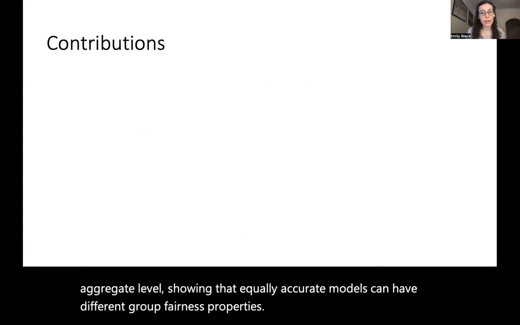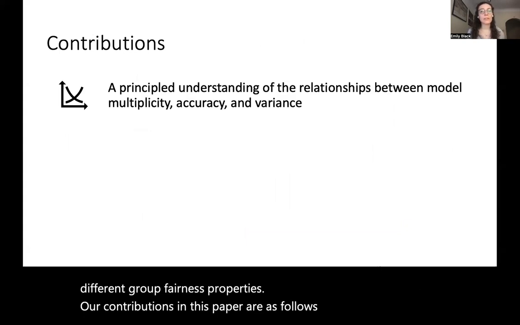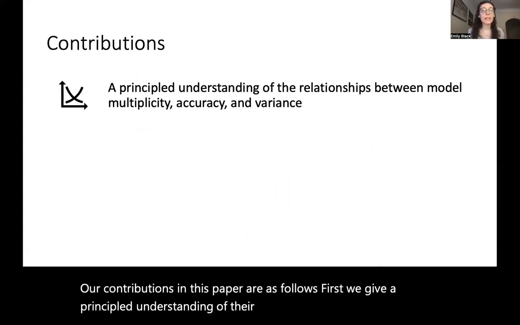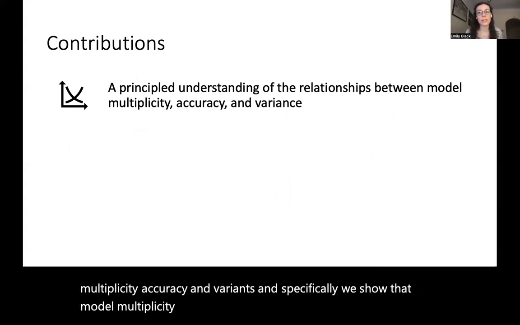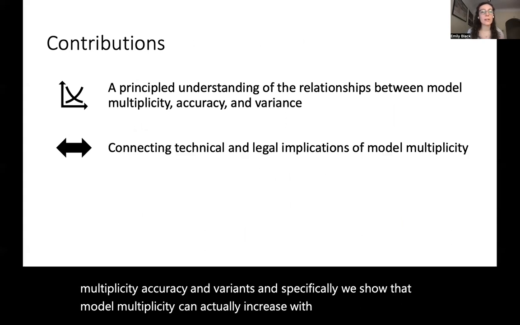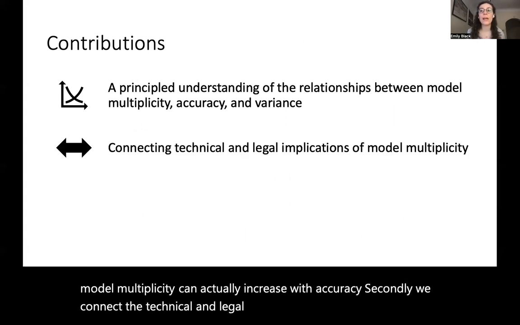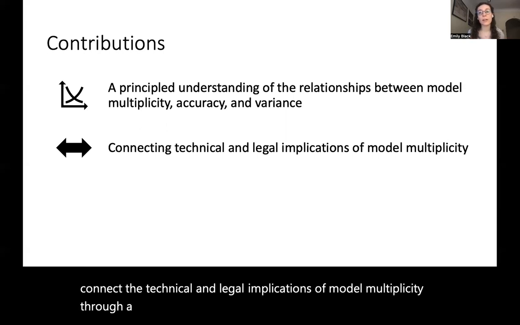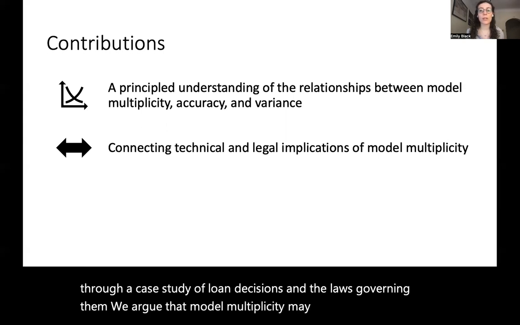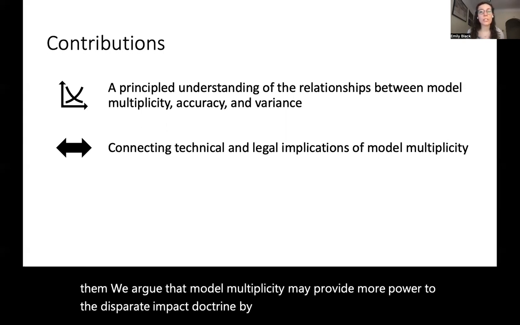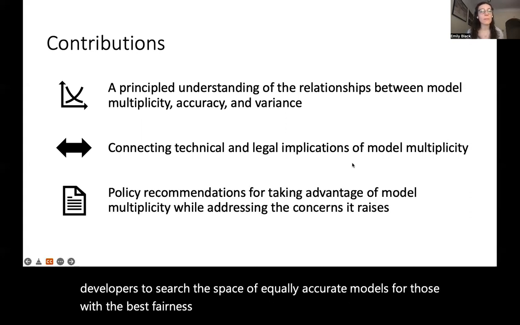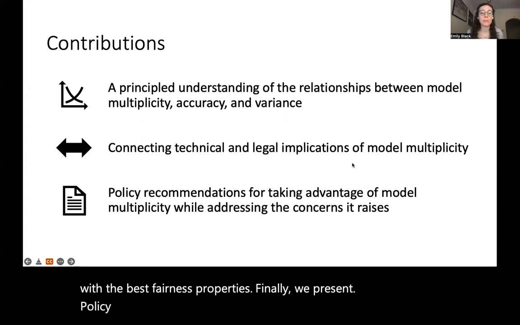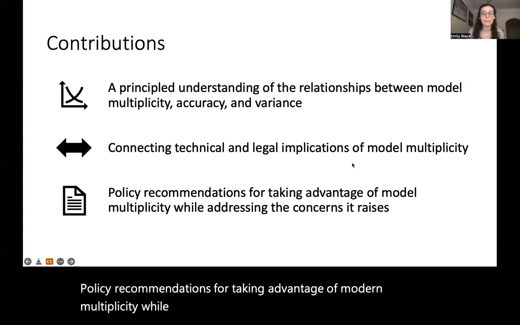Our contributions in this paper are as follows. First, we give a principled understanding of the relationships between model multiplicity, accuracy, and variance. And specifically, we show that model multiplicity can actually increase with accuracy. Secondly, we connect the technical and legal implications of model multiplicity through a case study of loan decisions and the laws governing them. We argue that model multiplicity may provide more power to the disparate impact doctrine by putting pressure on model developers to search the space of equally accurate models for those with the best fairness properties. Finally, we present some policy recommendations for taking advantage of model multiplicity while addressing the concerns that it raises.